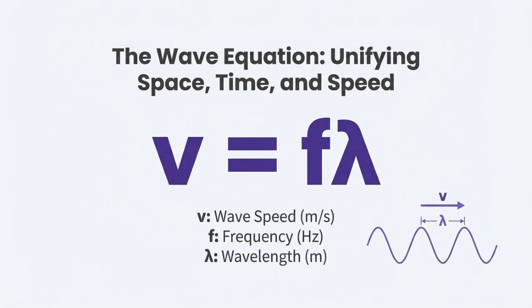The wave equation shows how wave speed, frequency, and wavelength are connected. It tells us that the speed of a wave is equal to the frequency multiplied by the wavelength. Frequency measures how many wave cycles pass a point each second, while wavelength is the distance between repeating points on the wave. So if the frequency goes up, but the wavelength stays the same, the wave moves faster. Likewise, if the wavelength changes but the frequency remains constant, the speed adjusts accordingly. This equation ties together space, time, and speed, helping us understand how waves travel through different mediums.